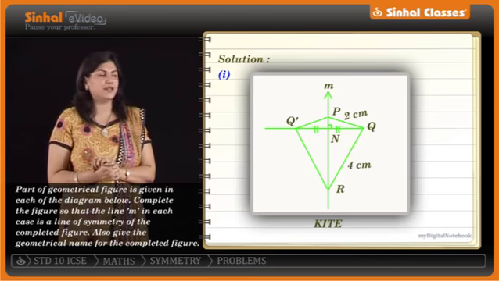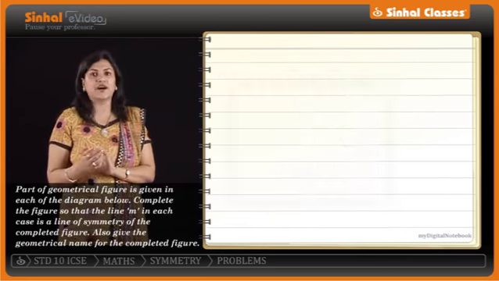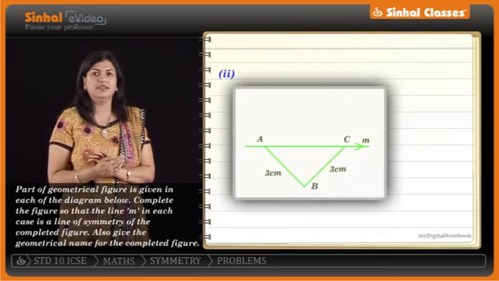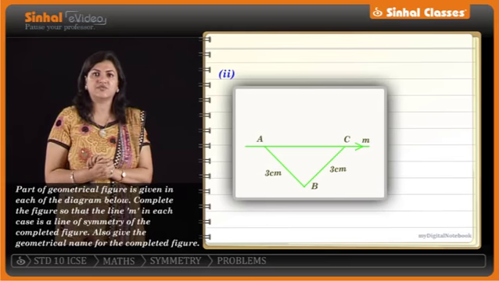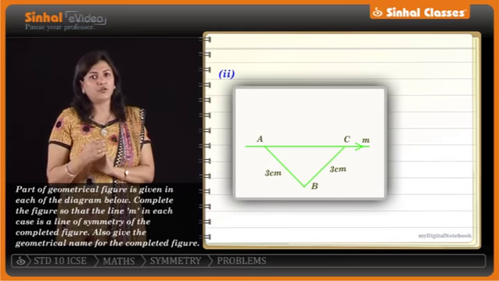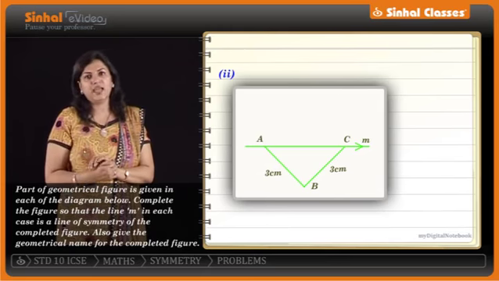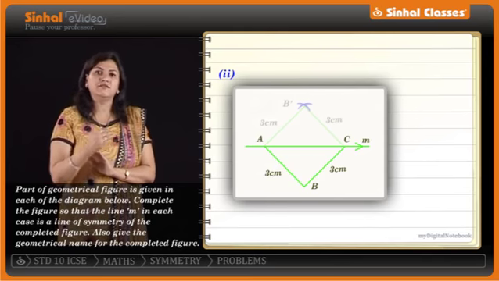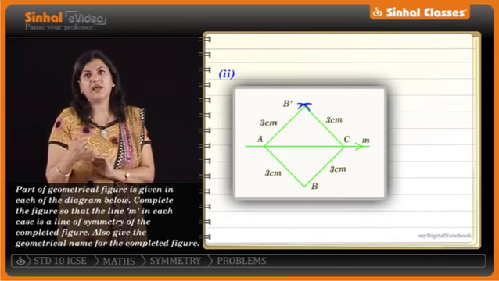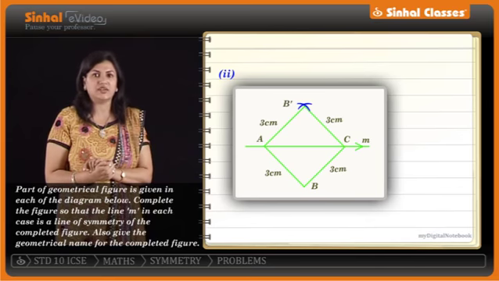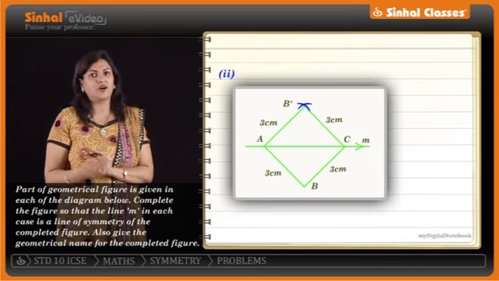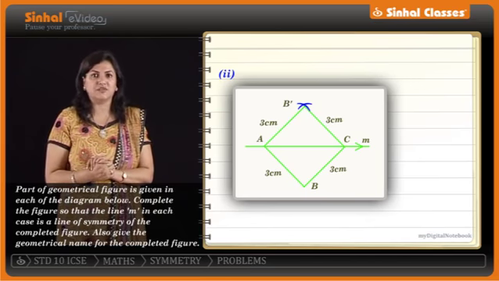Now let's take the second part in this. We are given a triangle ABC with AB as 3 cm and BC again as 3 cm. Now we draw triangle AB'C with AB' as 3 and B'C as again 3 cm. So we've got the required figure with line M as the line of symmetry.